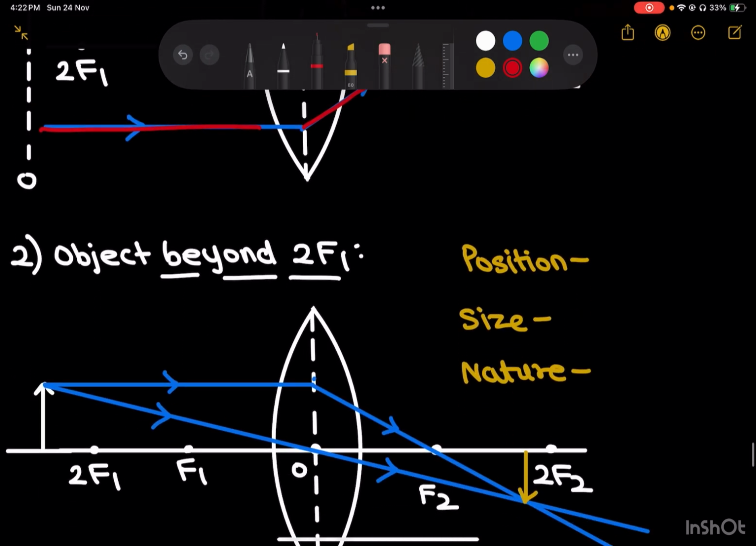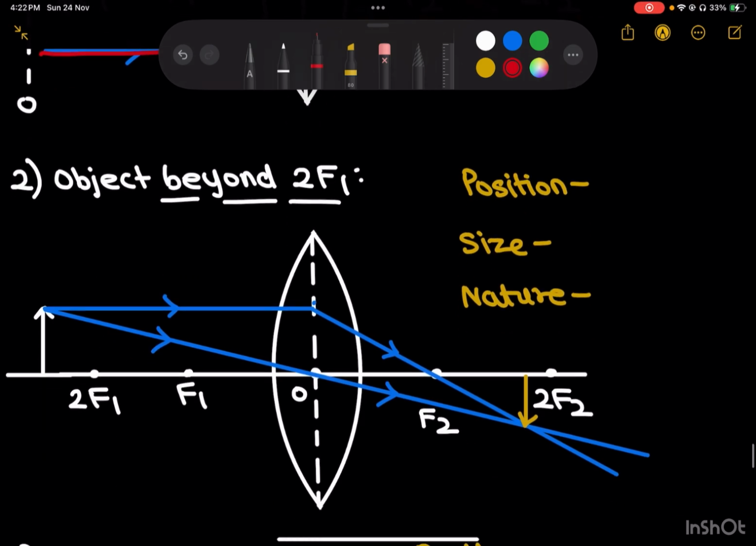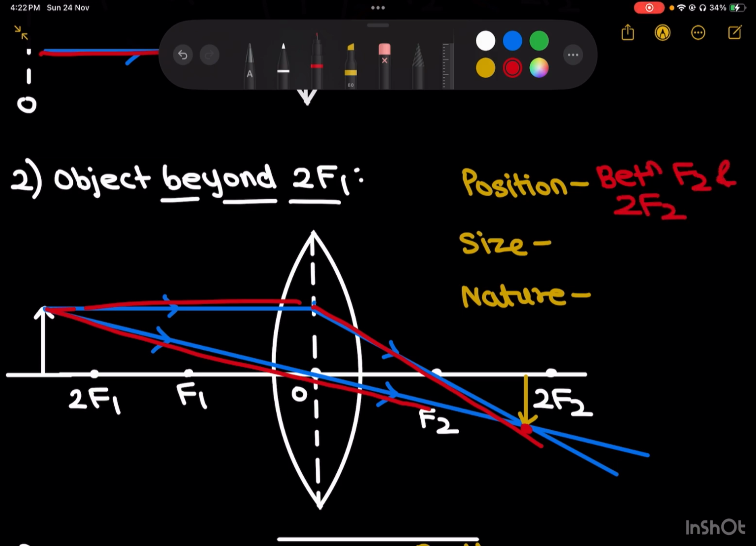Anyways, the second case, which is object beyond 2f1 or object beyond center of curvature. Again, 2 light rays have been directed. One is parallel, so it emerges through the focus. The second one goes through the optical center and goes undeviated. They meet at a point. The image position is between f2 and 2f2. The size is diminished. You can see it has been reduced a bit, not much though. Diminished, and the nature is real and inverted. Okay, understood? Object beyond 2f1.